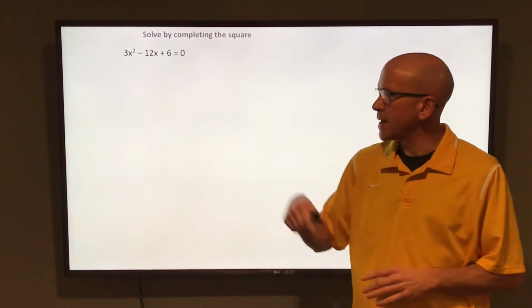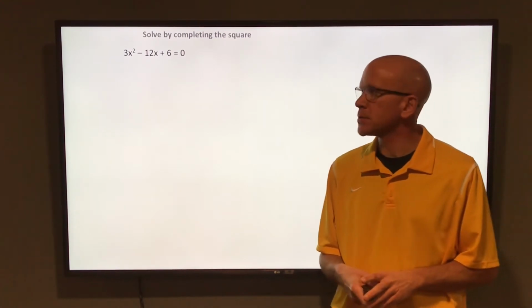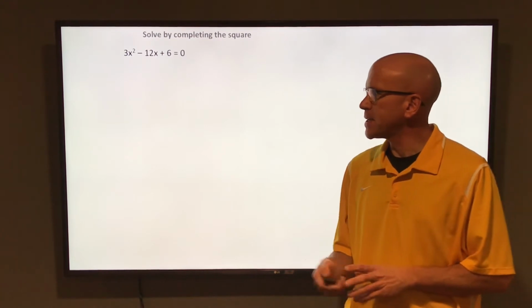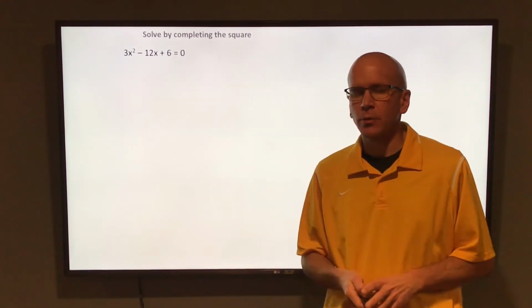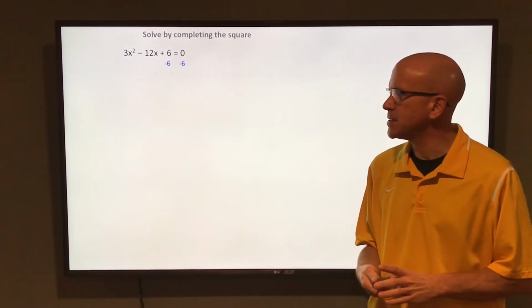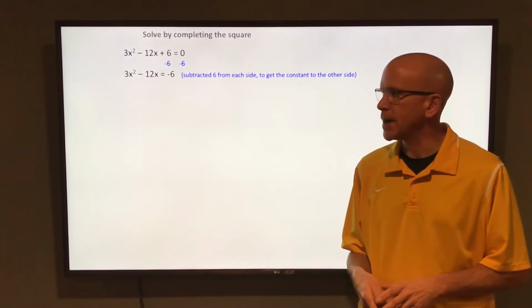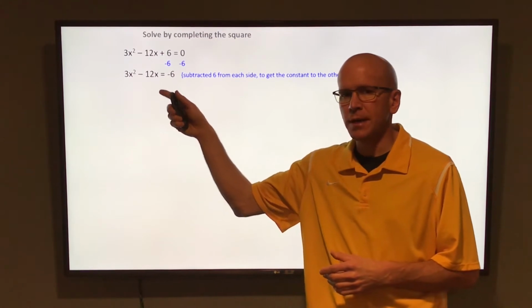We're going to solve 3x squared minus 12x plus 6 equals 0. We're going to solve that by completing the square. Well, the first step is to get that constant term to the right side. So that constant term of 6 needs to be moved to the right side by subtracting 6 from each side. If you do that, you have 3x squared minus 12x equals negative 6.